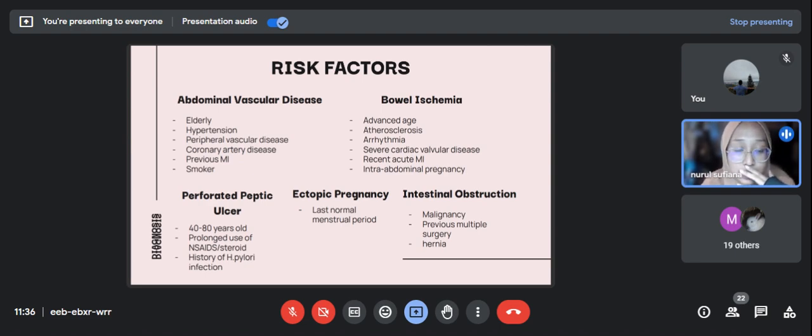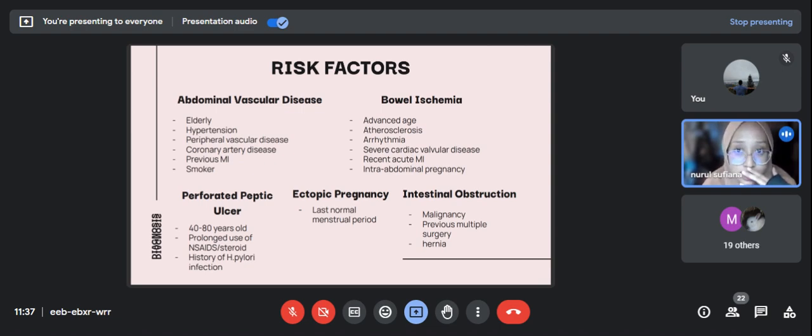For perforated peptic ulcer, risk factor age between 40 to 80 years old, prolonged use of NSAIDs or steroid, and also history of H. pylori infection. For the ectopic pregnancy risk factor, we need to ask their last normal menstrual period, and also for intestinal obstruction, if they have any other malignancy, any previous multiple surgery, and also hernia.